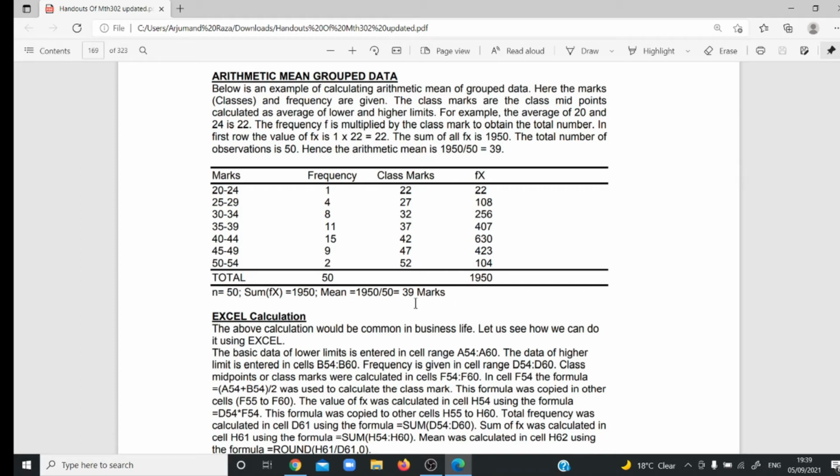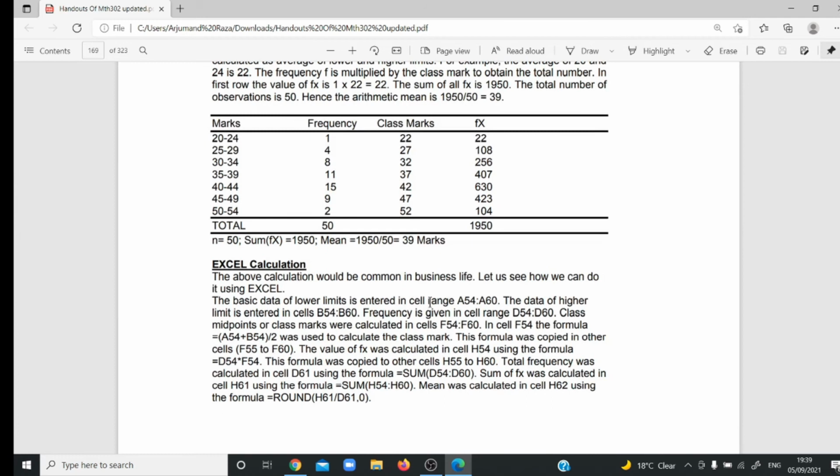X bar means the total number of x, that is, how many people there are. This is the frequency: how many people there are and how many marks they will get. Once we multiply frequency times x, 4 times 27 is 108. We multiply these things to find x bar. Once we get x bar, it will be easy for us to find the mean.